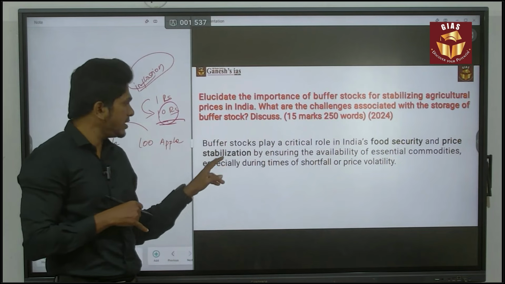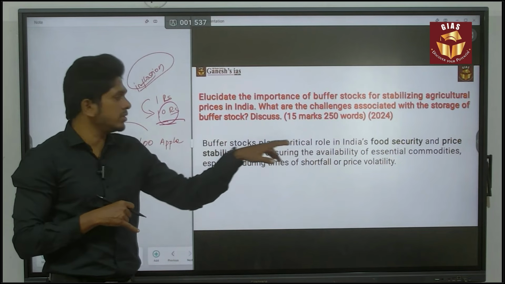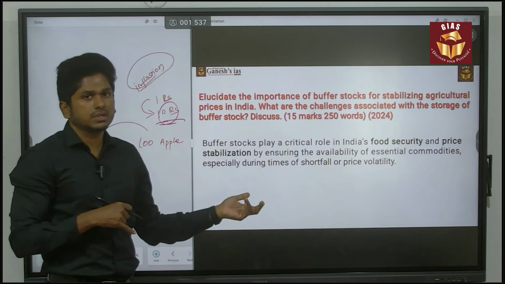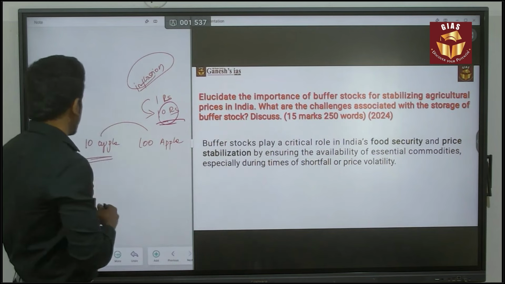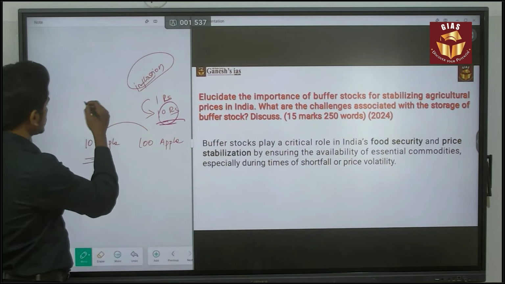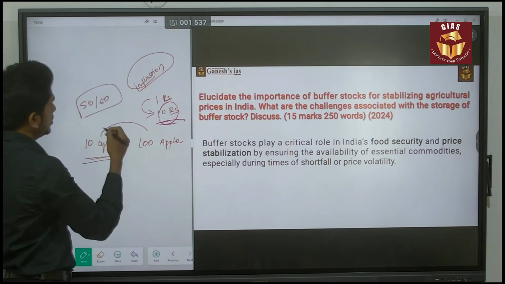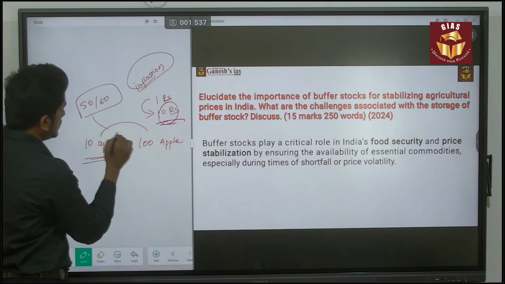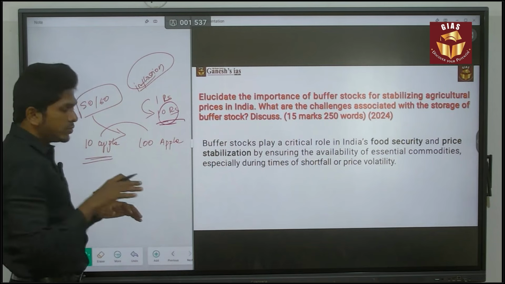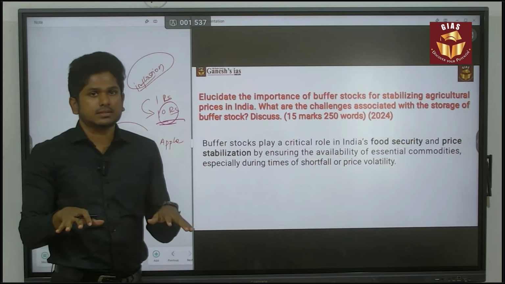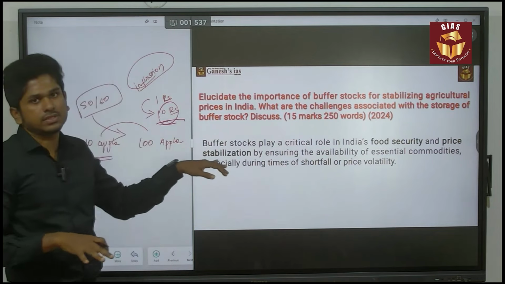We need to maintain price stabilization and food security, so we have to maintain a buffer stock. So what is this buffer stock? They will maintain a buffer stock of around 50 to 60 apples. In this scenario, they will supply it into the market to overcome this imbalance. So this is called buffer stock.